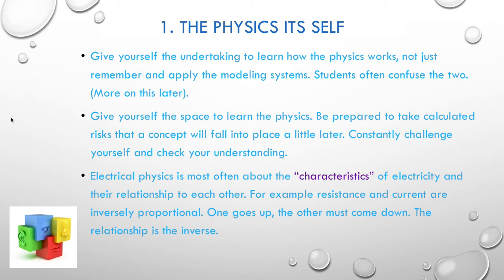Electrical physics is most often about the characteristics of the current, of the electricity, and their relationships to each other. So what are the characteristics of voltage, of current, of resistance? For example, resistance and current are inversely proportional to each other. As one goes up, the other must come down and vice versa. So we say that the relationship is inverse. So understanding the characteristics and their relationships is very important.